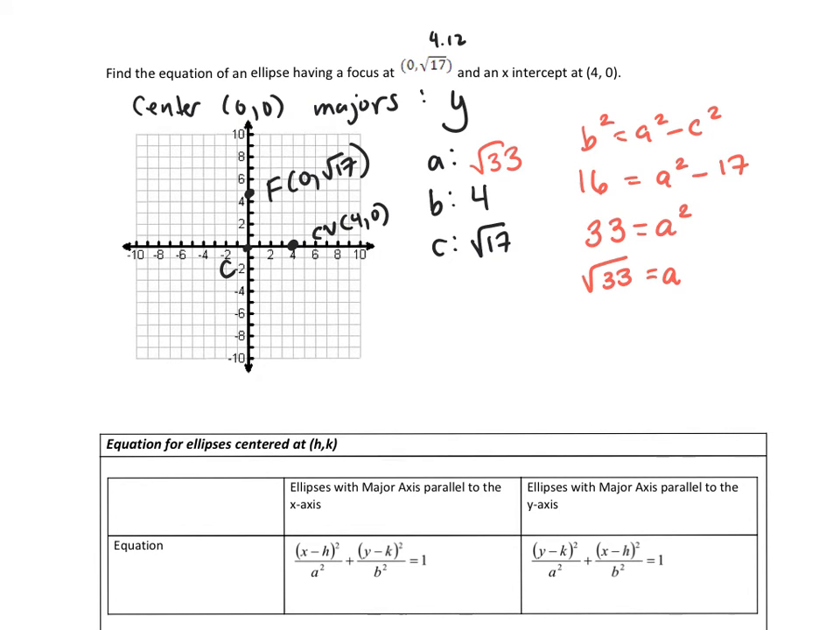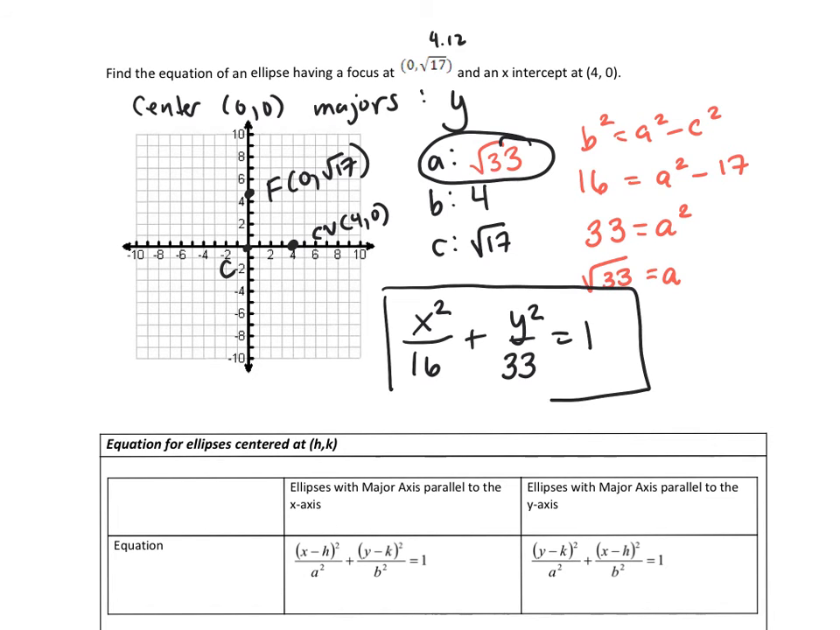Now, I really don't need to graph that because I'm really just trying to find the equation. So we have x squared and y squared equals 1. So A squared is 33, and just remember, it always goes under the major axis. So in this case, that's going to be y. And then B squared, which is 16, 4 squared is 16, will just go under the minor axis, which is x. So there is my equation for my ellipse.